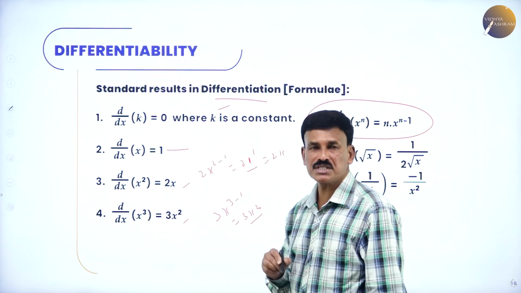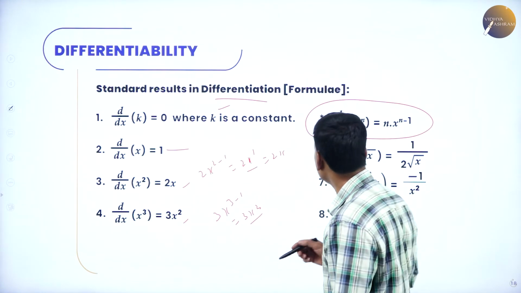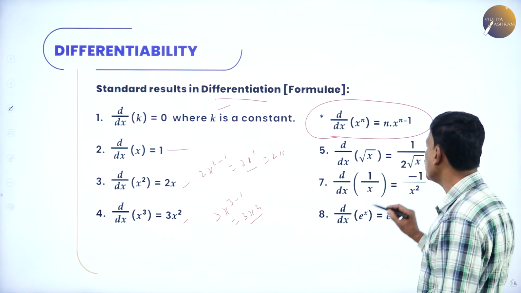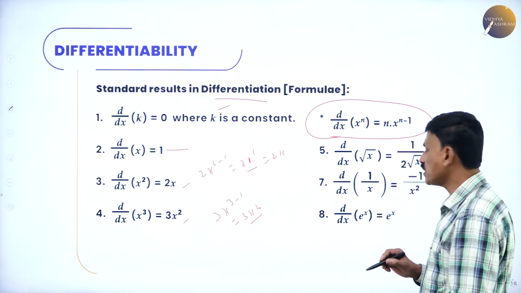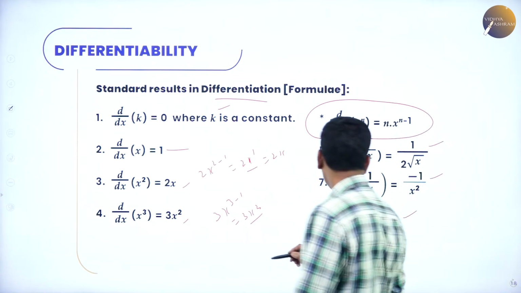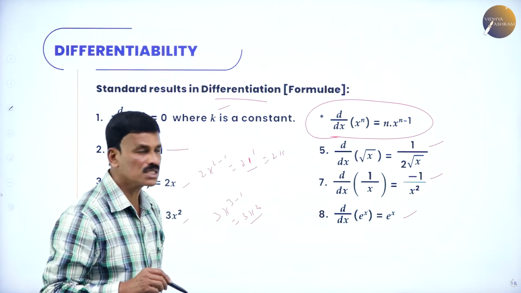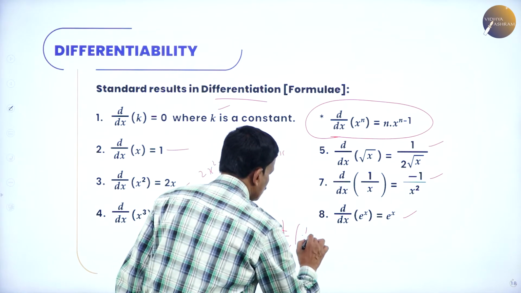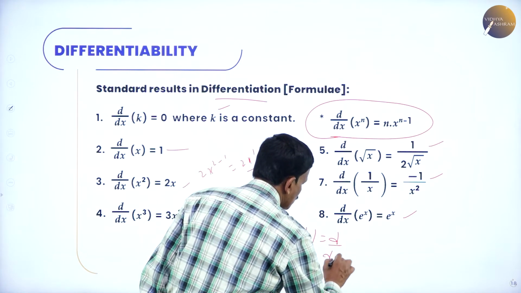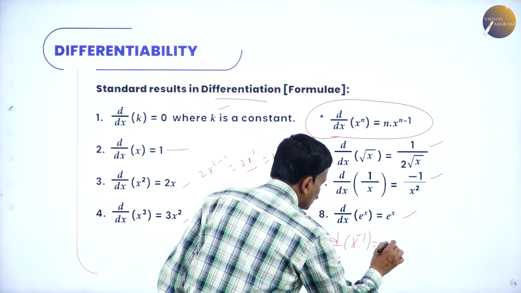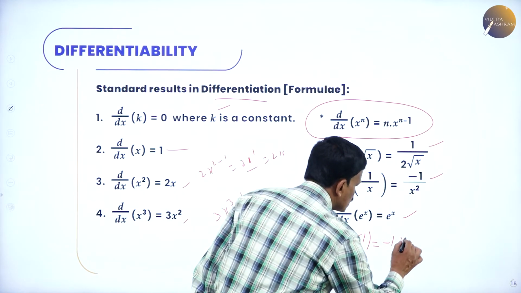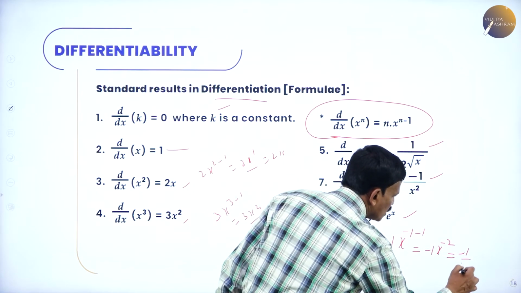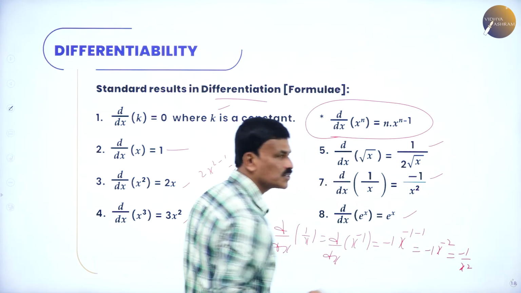Whereas derivative of a constant is 0. And these are the standard results. d by dx of root x is 1 over 2 root x. d by dx of 1 by x is minus 1 by x square. And the derivative of e to the power of x is e to the power of x. See here, d by dx of 1 over x can be written as d by dx of x to the power of minus 1. n is equal to minus 1. x to the power of minus 1 minus 1 is minus 2. Bring this to the denominator, minus 1 by x square.